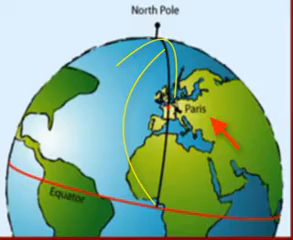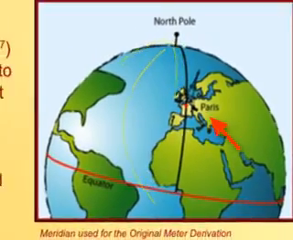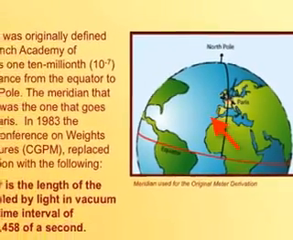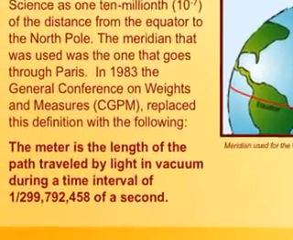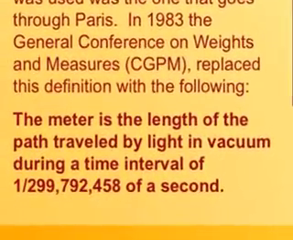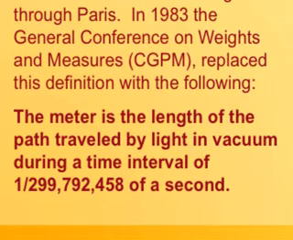In 1983, the General Conference on Weights and Measurements replaced the definition with the following. The meter is the length of the path traveled by light in vacuum during a time interval of 1/299,792,458 of a second. Okay. Well, now we're basing distance on how far light travels in a very short amount of time. That's okay.